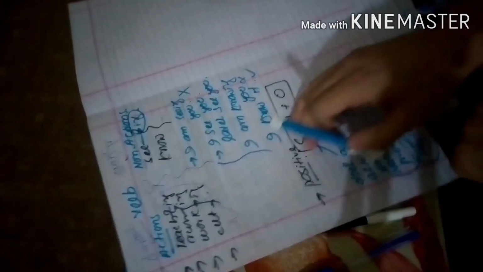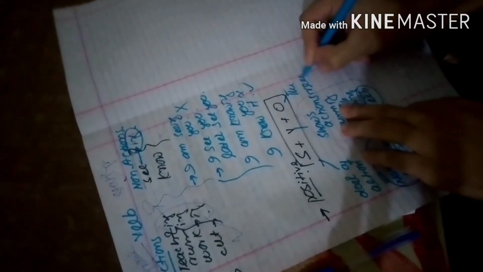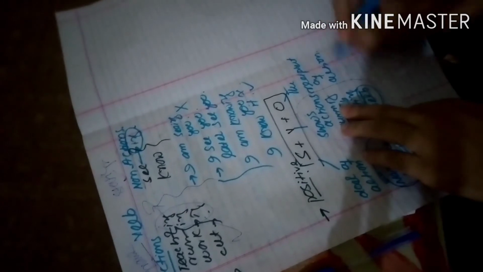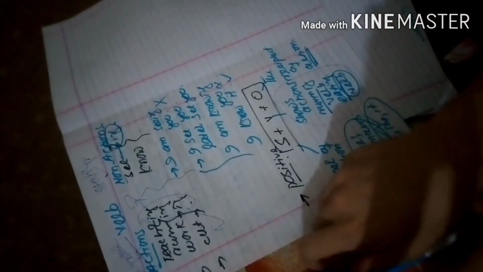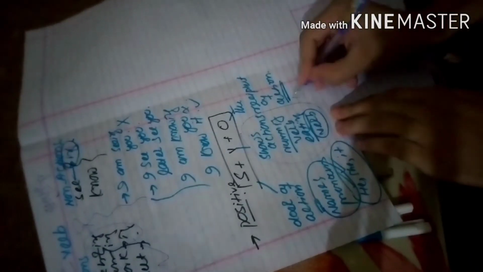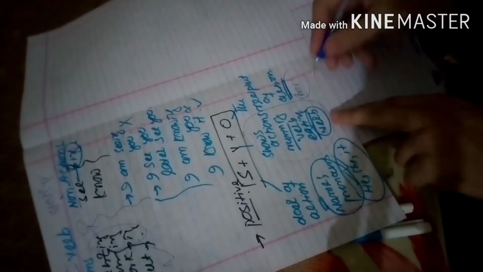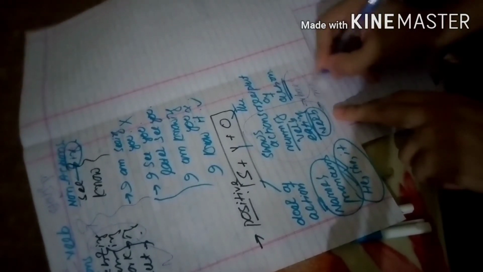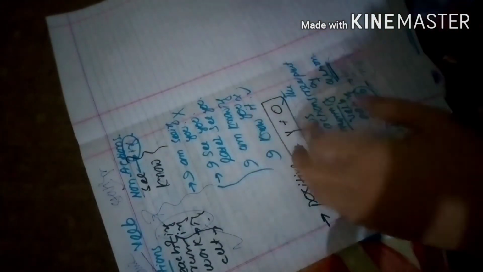Next we have object. Now what is an object? The recipient of action. It actually receives the action. Like suppose he hit the ball, so the ball receives the action, so ball is the object. Or another example, he's eating the meal, so meal is the object. The object is the recipient of action and it receives actions.